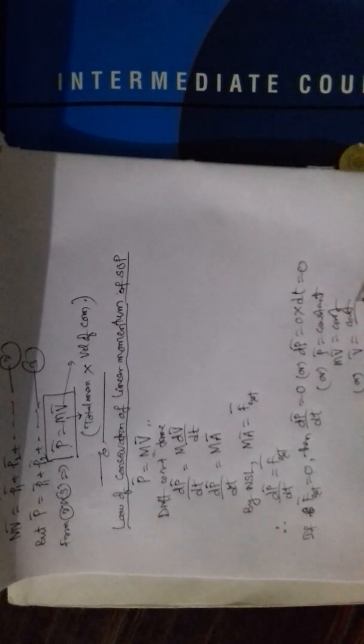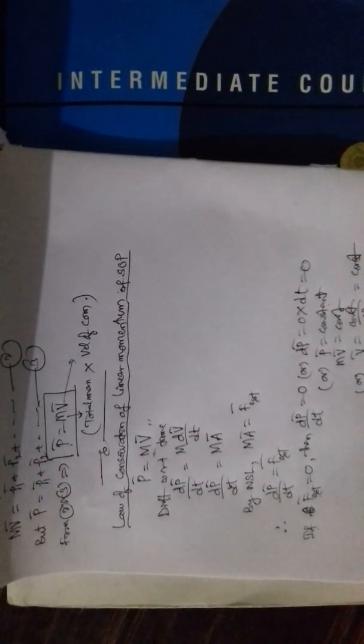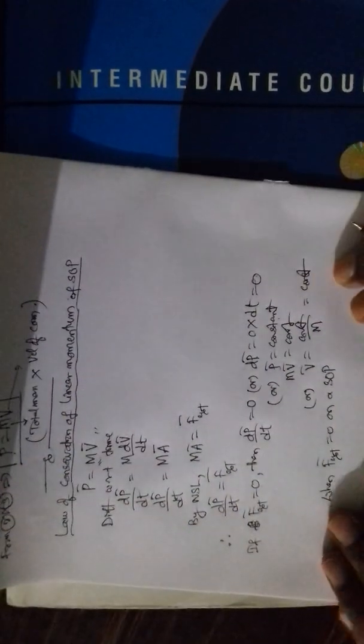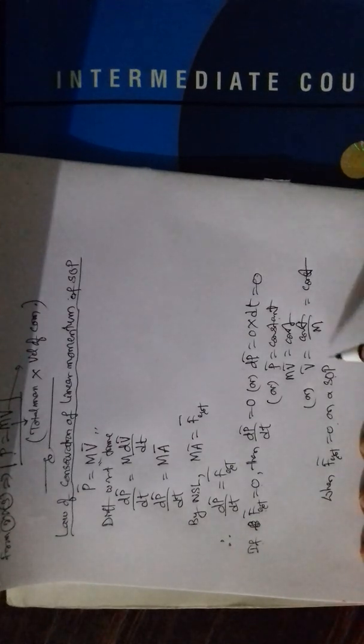Or V is equal to constant by m. Both are constants, therefore this is also constant. So when external force is 0 on a system of particles, then P is equal to constant, or V is equal to constant. It means the center of mass moves with constant velocity.